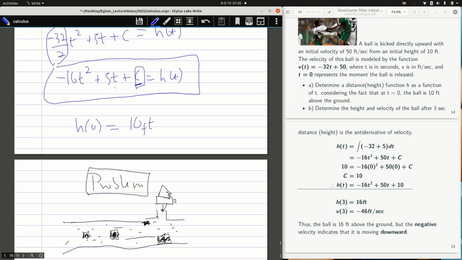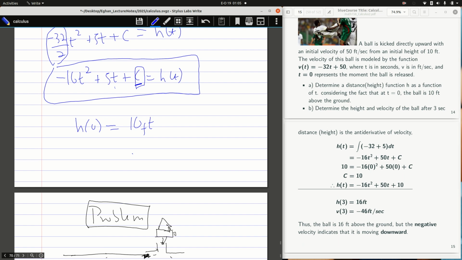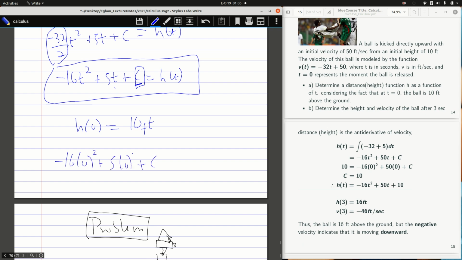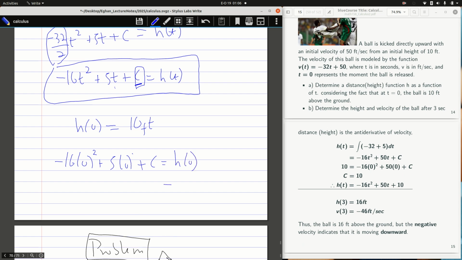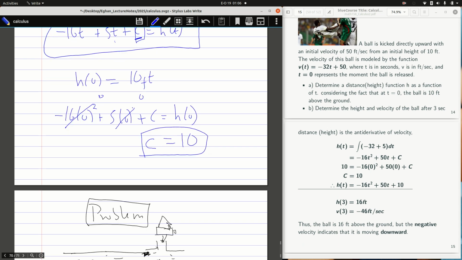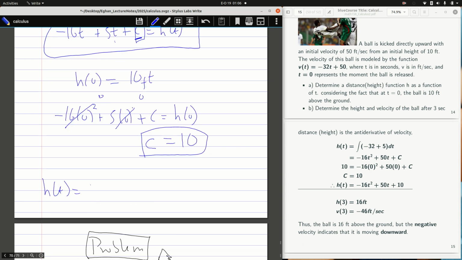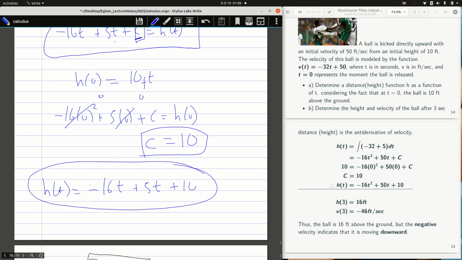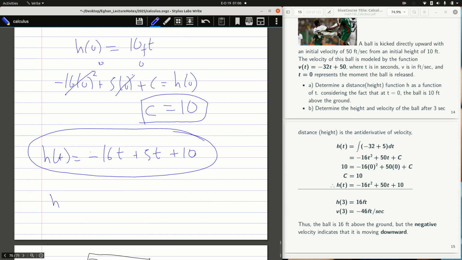And so wherever I see t, I put 0 in it. So negative 16 times 0 squared plus 5 times 0 plus c is equal to h of 0. I know this is equal to 10. Here goes to 0, here goes to 0, and so c is just 10. As simple as that. It means that my height function is actually negative 16t squared plus 5t plus 10. This is now the right height function, and then I can find the height of the ball after 3 seconds by just substituting 3 in it, and you should get 16 feet.